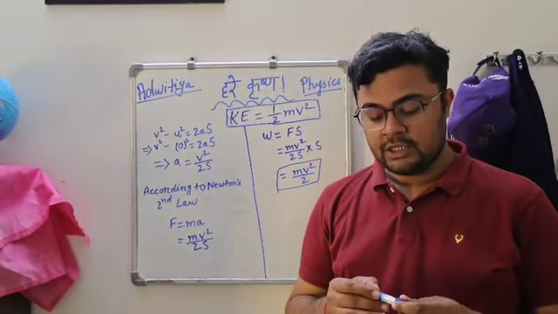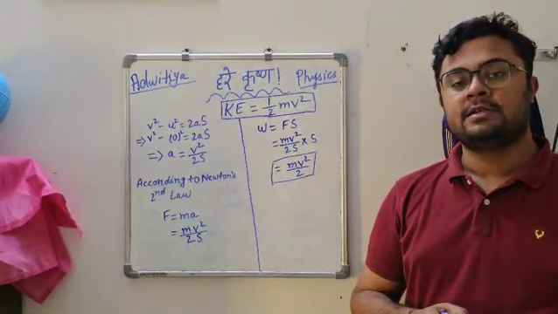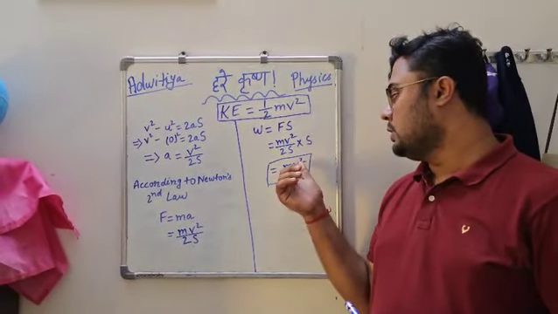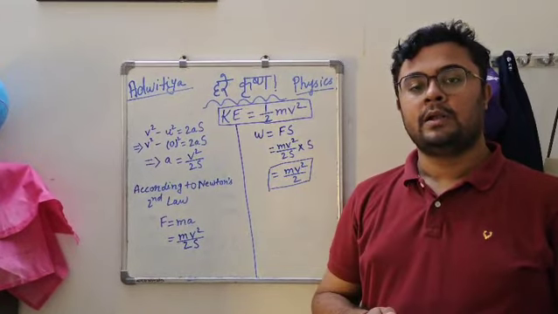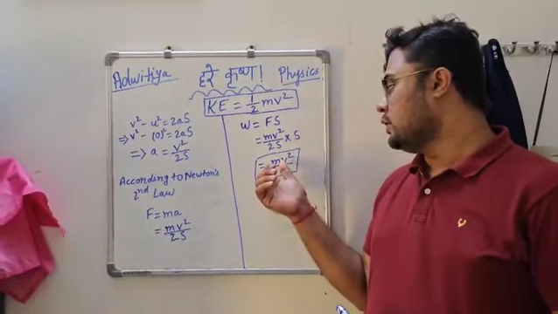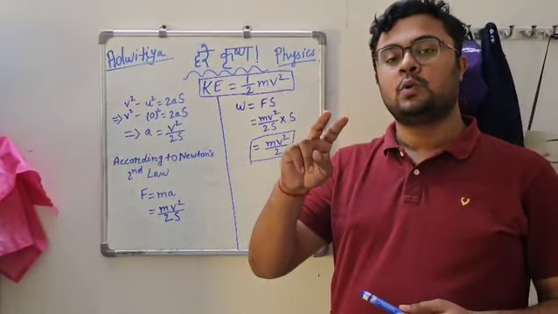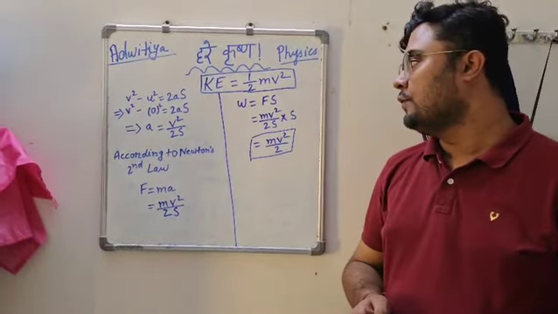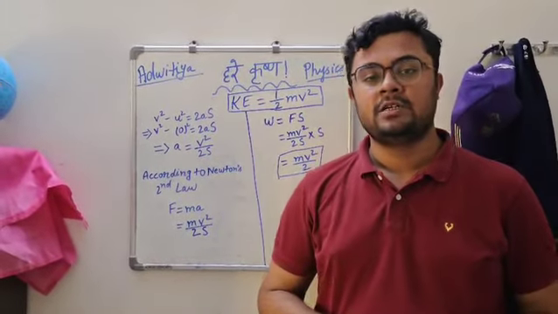So from this equation we can say that kinetic energy depends on mass and on velocity. It depends directly on mass, and it also depends directly on the square of the velocity. So this is what we can learn from this entire discussion.